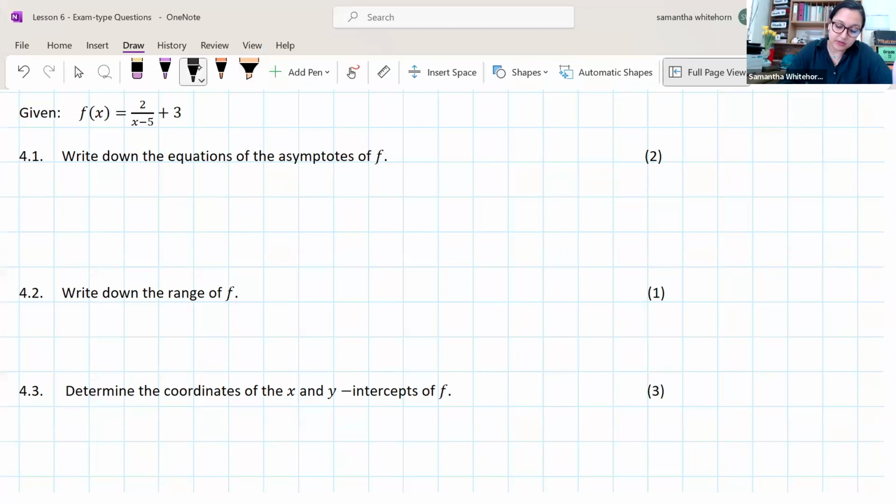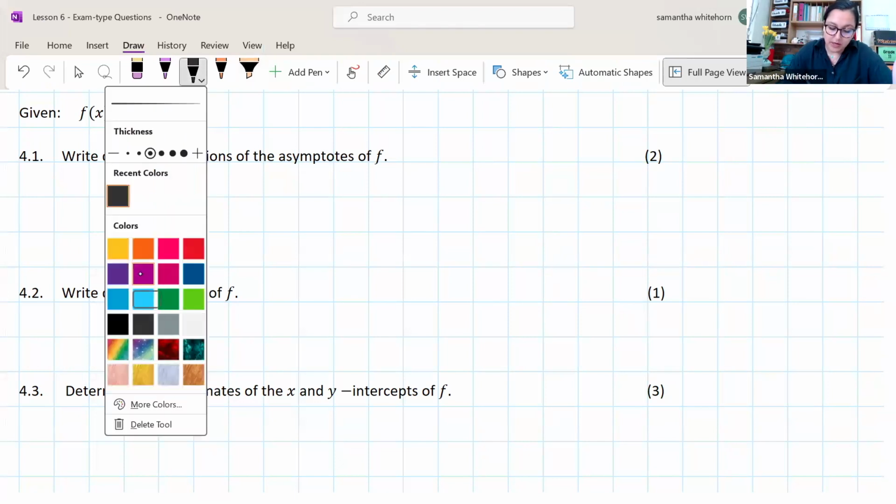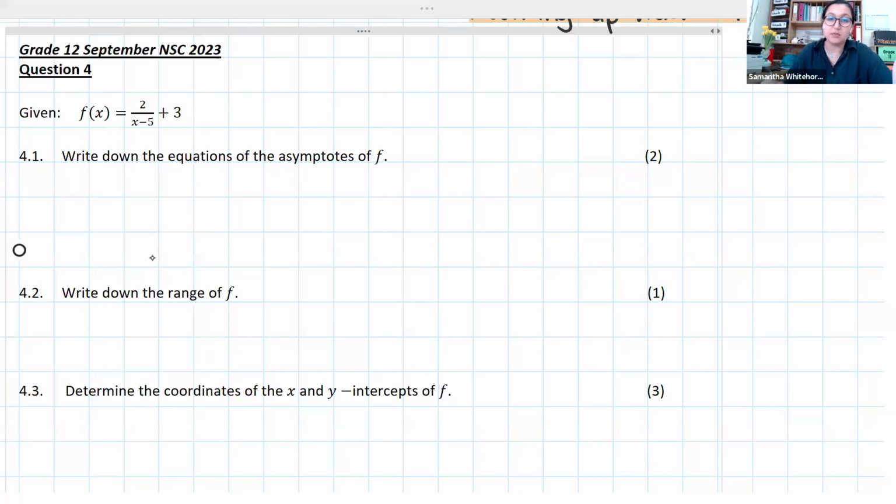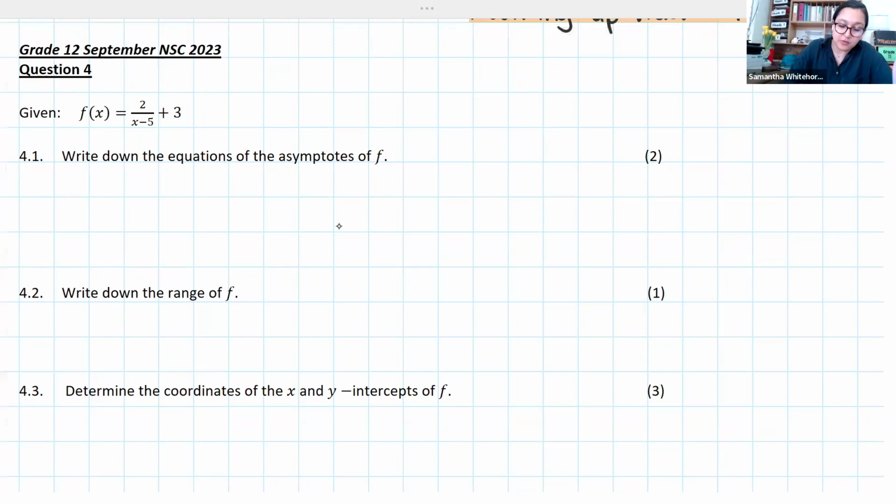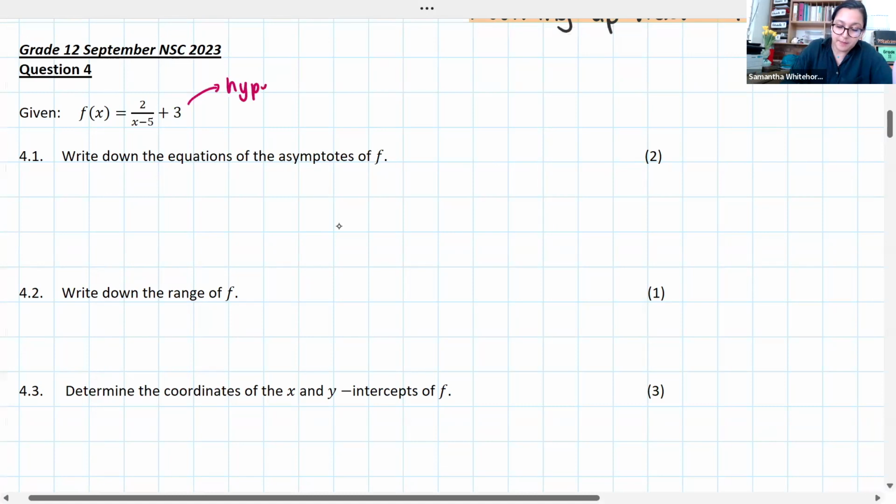Right, now I say this every single time, and I'm going to say it again. When you are given a function, start by not answering the questions, but by looking at the function you've been given and assessing what type of function is it, what's happened to the function, do I have asymptotes, do I know what those asymptotes are, turning points, etc. So this first and foremost is our hyperbola.